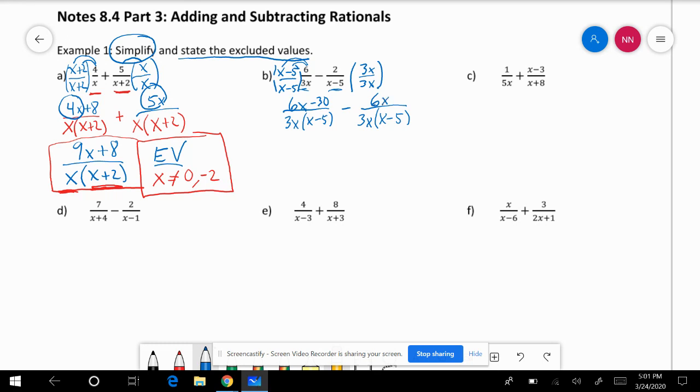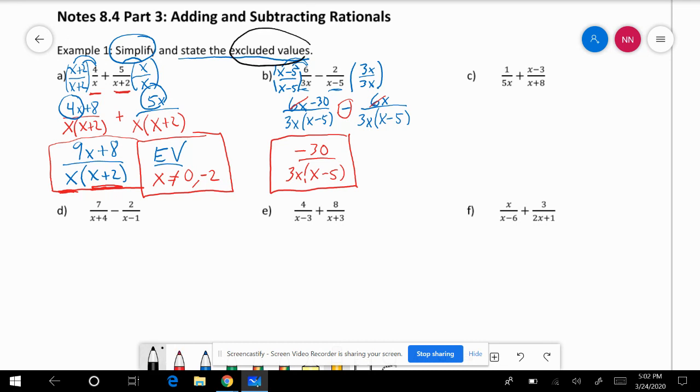Now, we're going to subtract, so we have to look closely. What we have is 6x minus 6x. That, of course, becomes 0. So what we're left with is -30. And of course, we keep the denominator the same, 3x and then x minus 5. That right there is our first answer. That's the simplifying. Now we're going to state our excluded values.